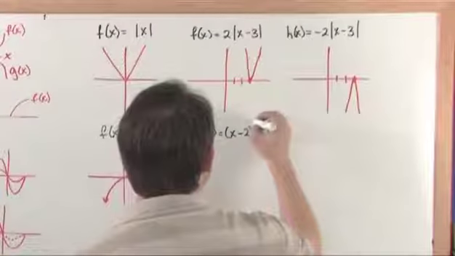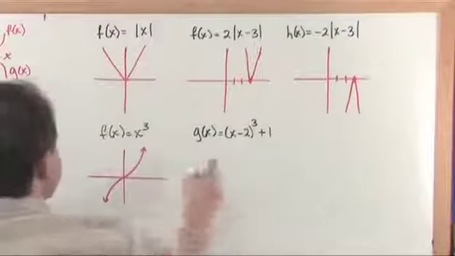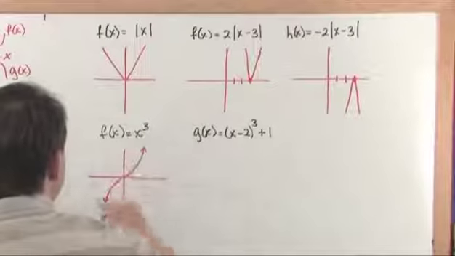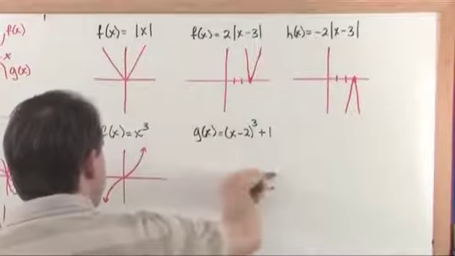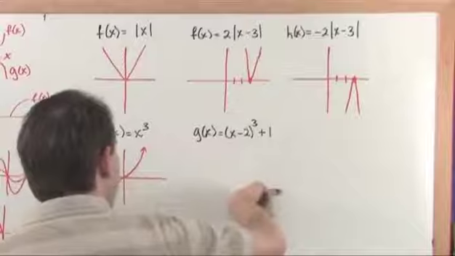Actually, I want to make this a cube. Okay? So you can see right away that it's going to look like a cubic. It's going to look like this, but it's shifted to the right because I'm moving my 0 point to the right.